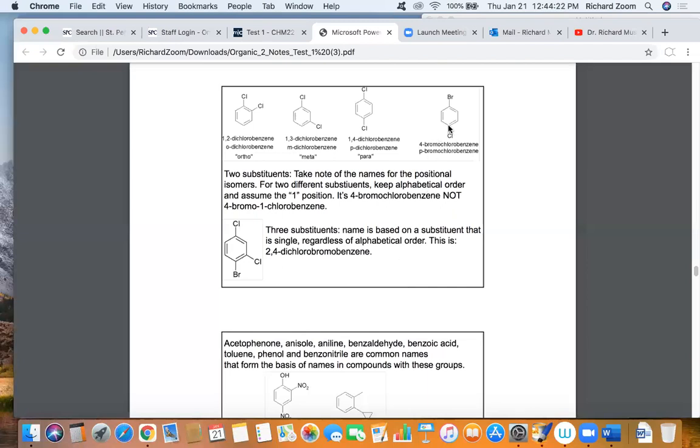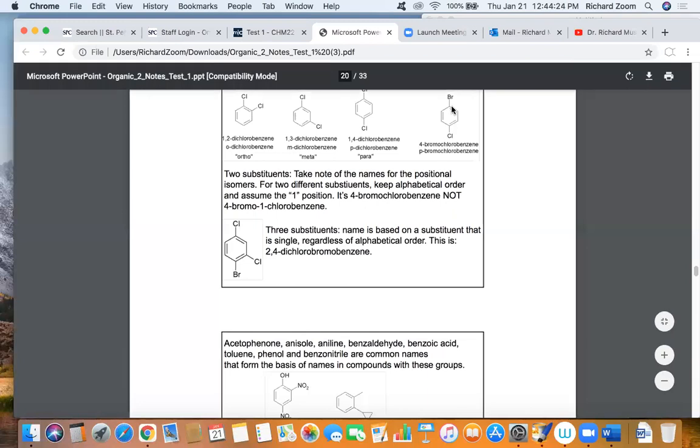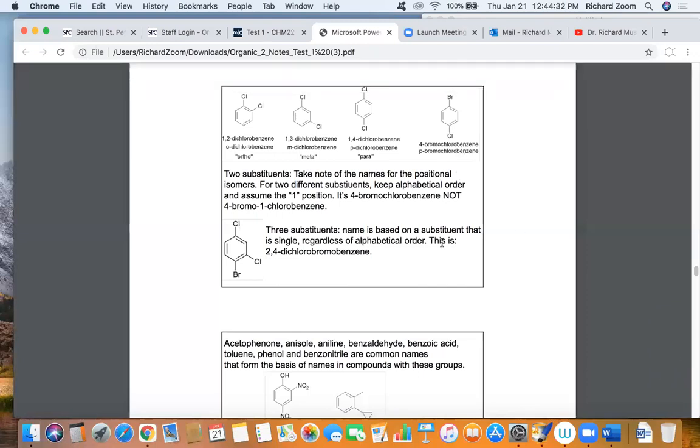So it goes 1, 2, 3, 4. But why isn't there another number for chlorine? Because it's being named as a chlorobenzene, and that accounts for the 1. Right. Okay.